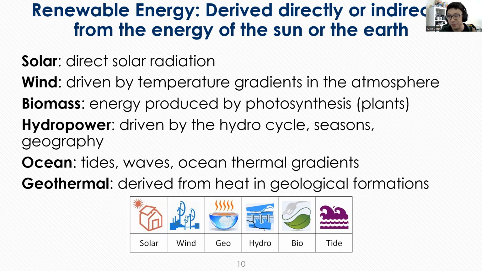I can speak a little bit to things like biomass, ocean, and geothermal, but as of today, those are fairly small resources being used, particularly in electricity generation.